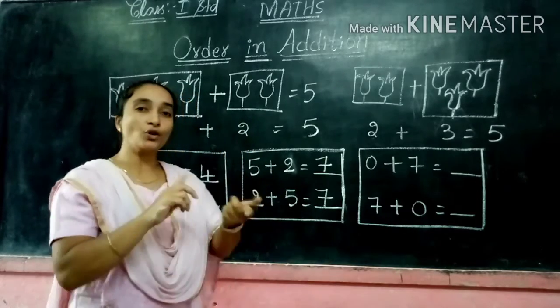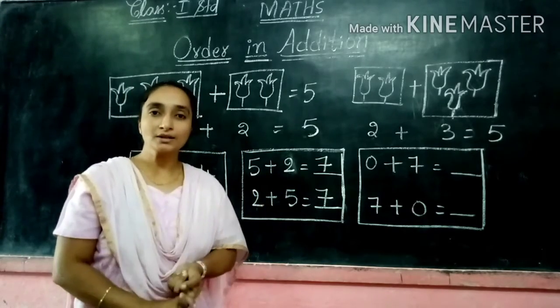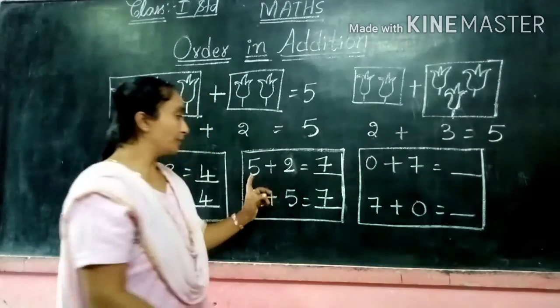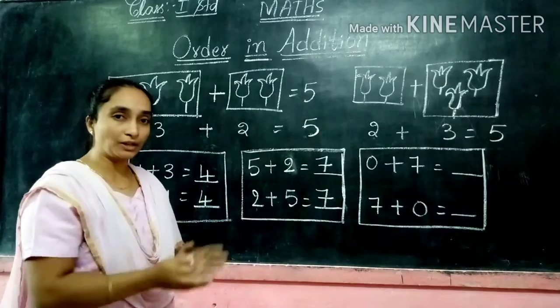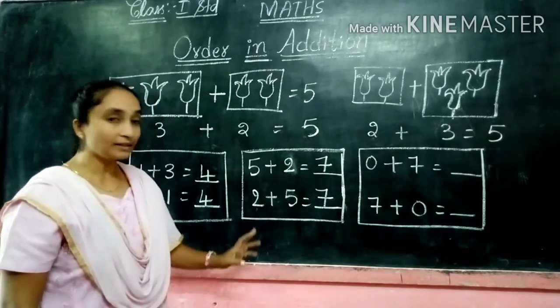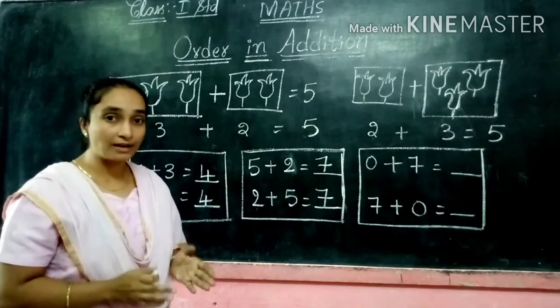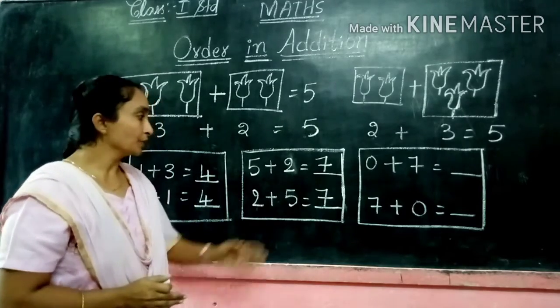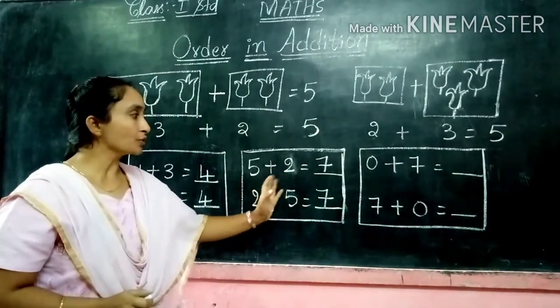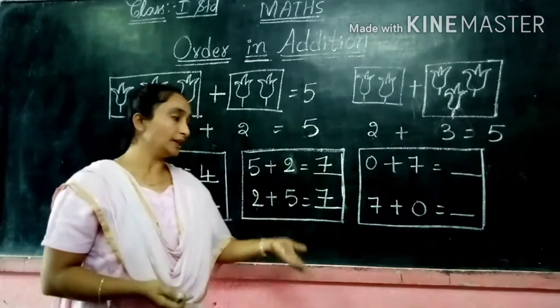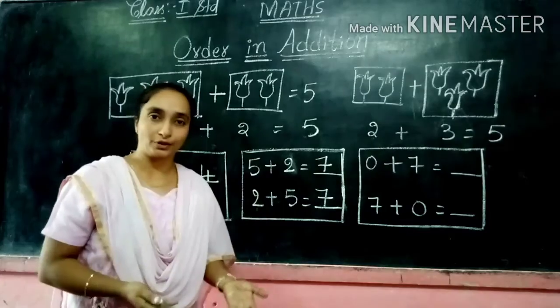So if you change the order also, the answer will be the same. So when you change the order of the numbers that are being added, the answer remains the same. So here I have changed the order. 5 plus 2, 2 plus 5. 5 plus 2 is also 7 only, and 2 plus 5 is also 7 only.